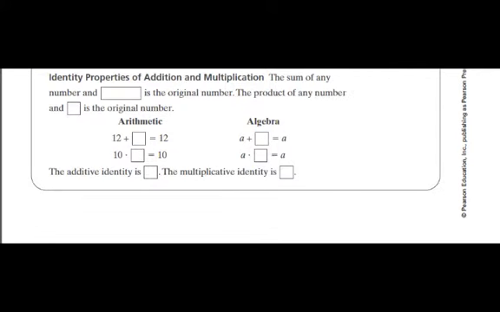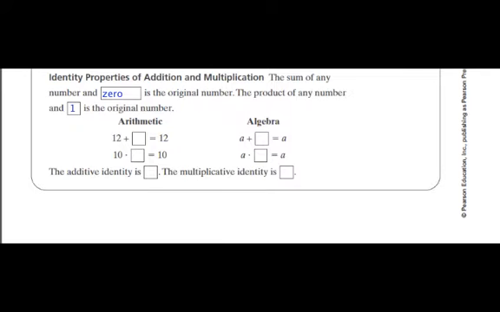The final property we're going to look at are the identity properties of addition and multiplication. The sum of any number and 0 is the original number. The product of any number and 1 is the original number. Identity property has to do with what do you add to a number to get the original number and what do you multiply to get the original number. We add 0 or we multiply by 1 to get the identical number. Thus, you get identity properties.